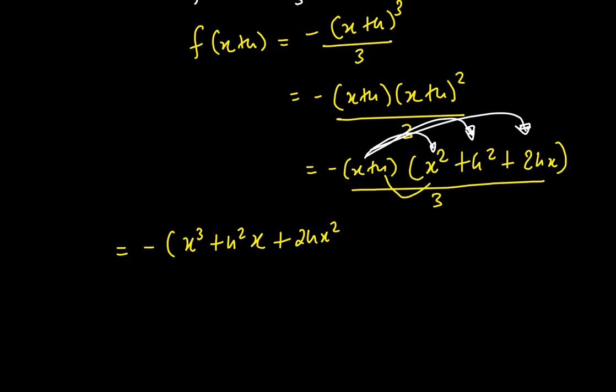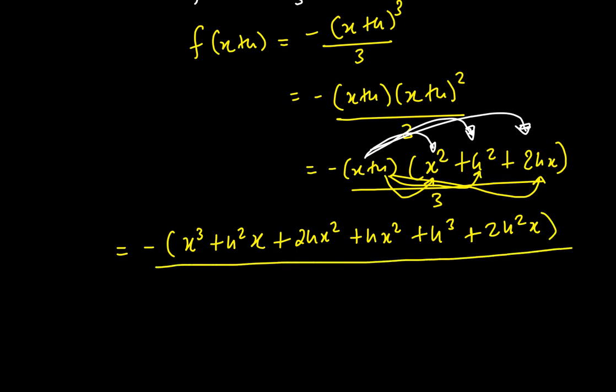So I'm going to say, what is h times x squared? That would be hx squared. Then what is h times h squared? That would be h cubed. And then what is h times 2h squared? That would be 2h squared x, right? And then we have that all divided by 3. So it's always best to simplify your f of x plus h first, right?